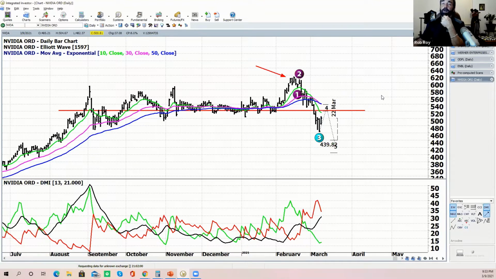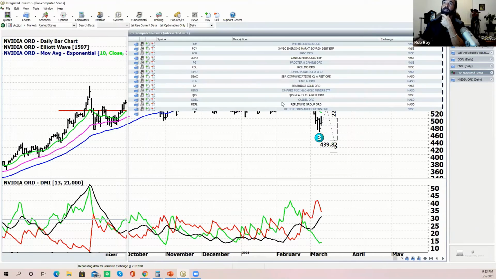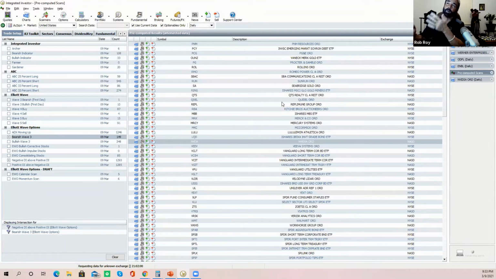So you could kind of keep an eye on that one if you wanted to as far as a potential downside trade. But my point here in showing you this is that you can find positions if you like trading directionally to the upside or the downside.